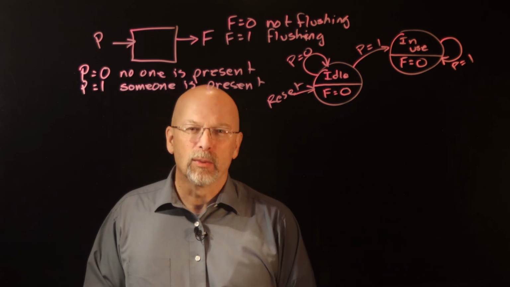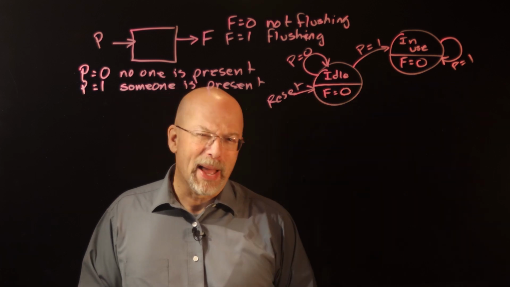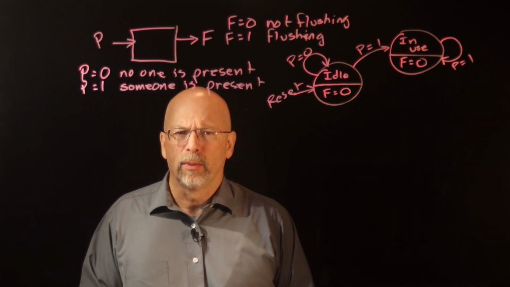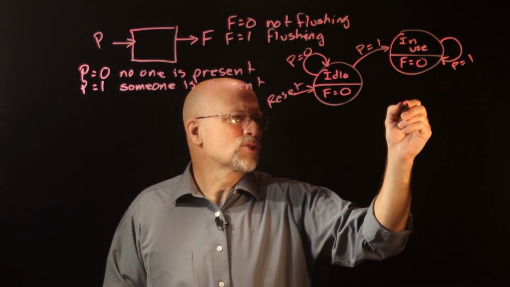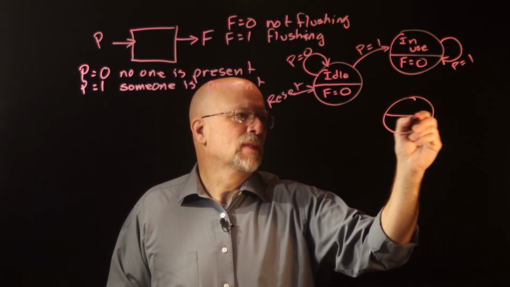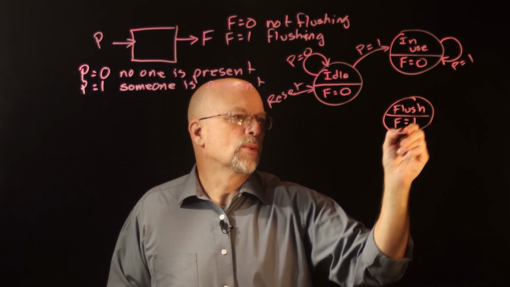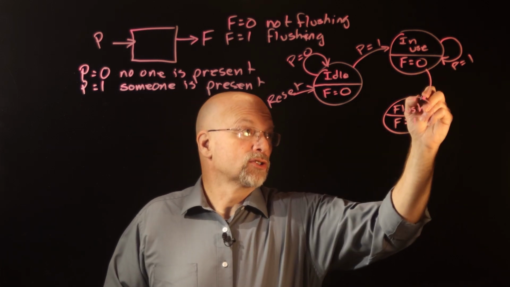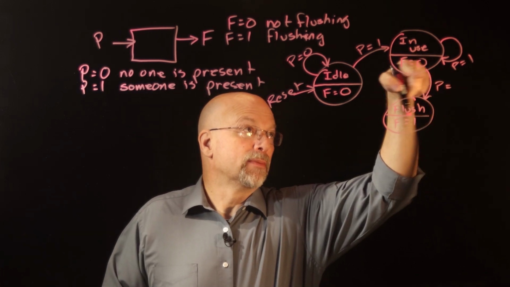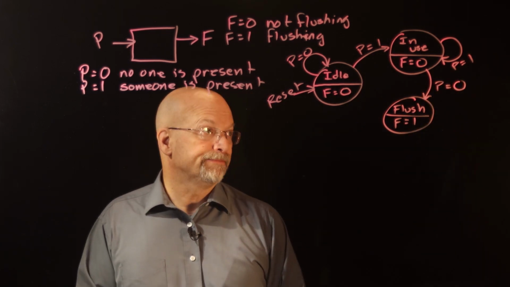But what about P equals 0? If P equals 0, do we want to go back to idle? No, we've got to flush this toilet, right? And so we need some sort of intermediate state. We'll call this one flush, and that's where we set f equal to 1. That occurs when the facility has been in use and then the person walks away.